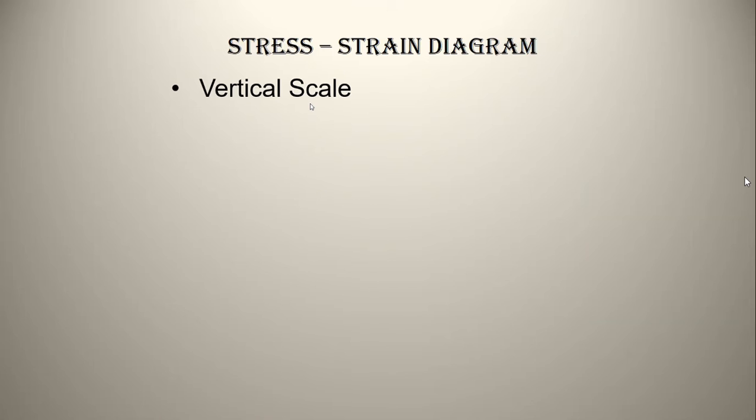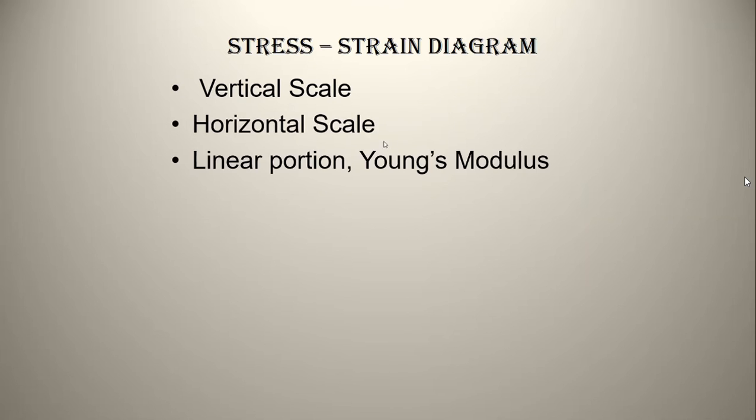There are, I think, 8 or 9 things. Vertical scale, which we said would be sigma. Horizontal scale, which would be epsilon or strain. Then I need you to show me the linear portion and the Young's modulus. What is the Young's modulus?